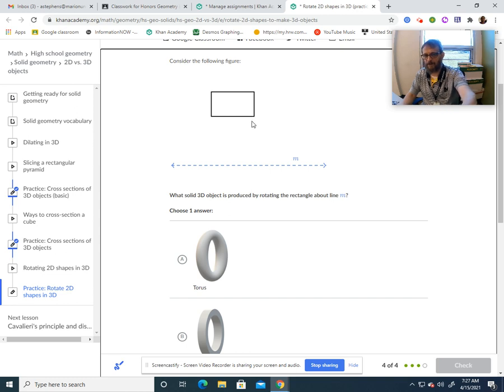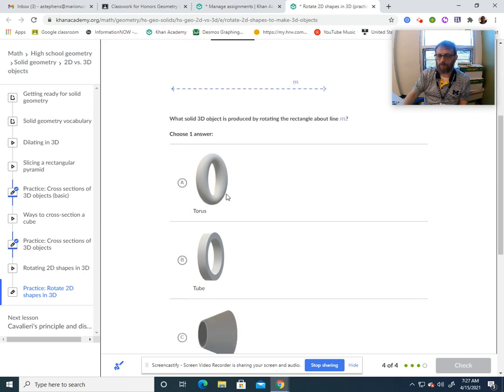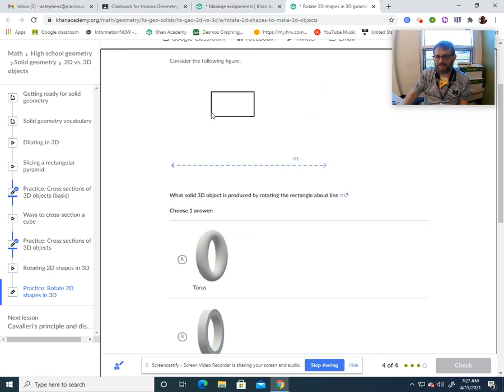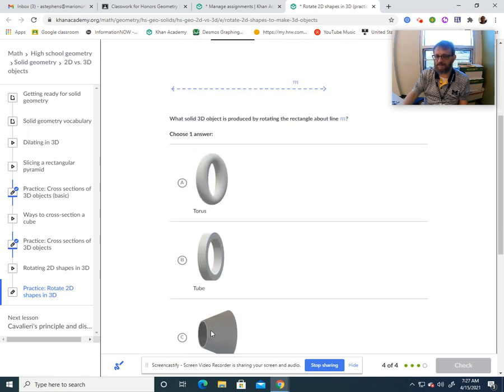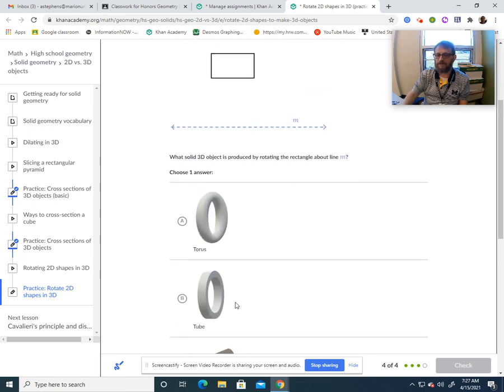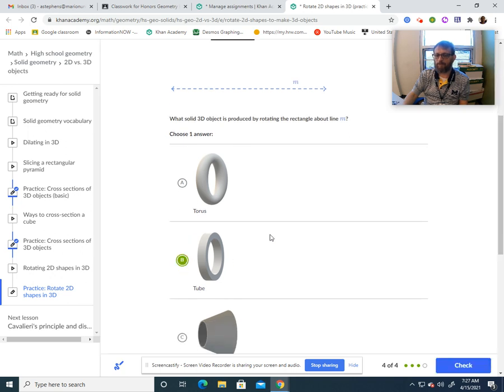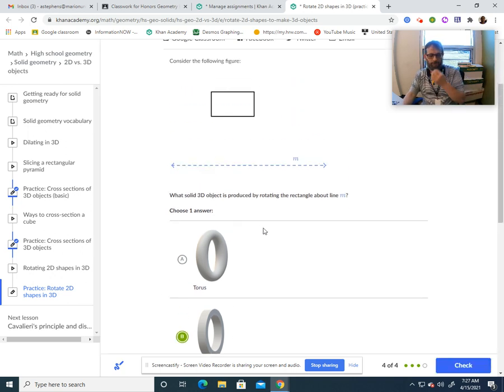So this is coming around. This bottom is coming around. So clearly we have flat sides. We don't have curved sides. So we don't have the torus. And then this side is the same thickness as this one. So it's consistent all the way through. So it's not like this weird kind of tapered shape. So it's got to be the 2. Basically, you're making a pipe if you do that.